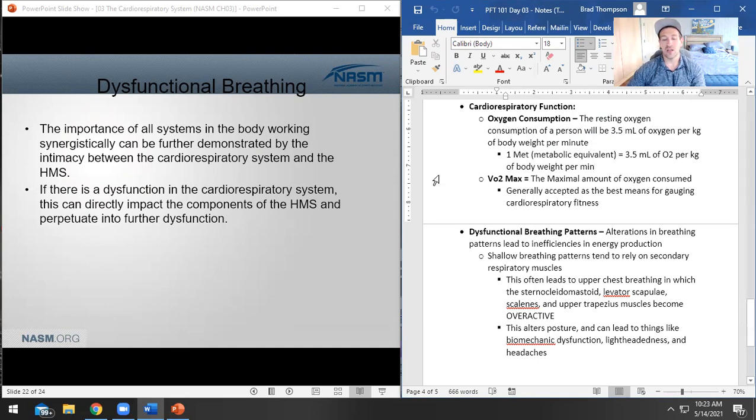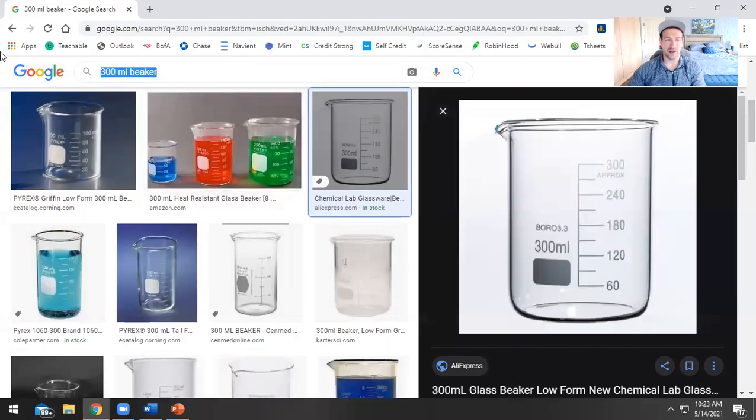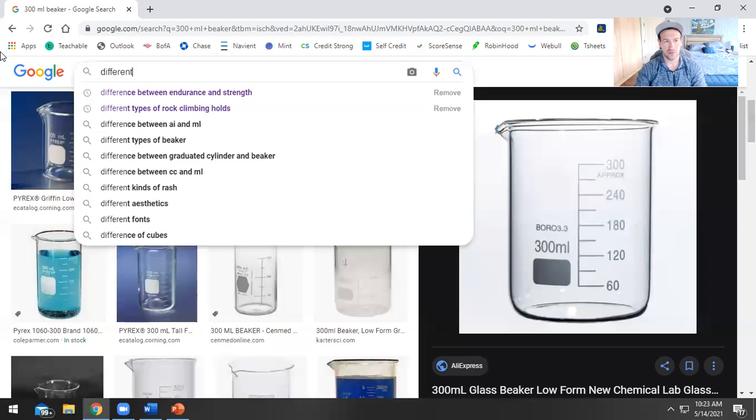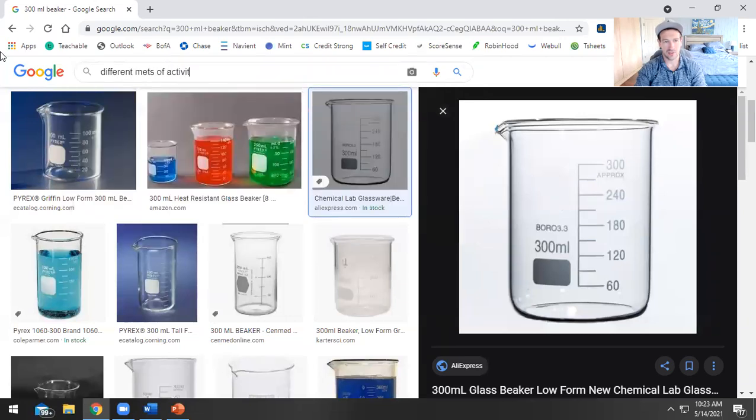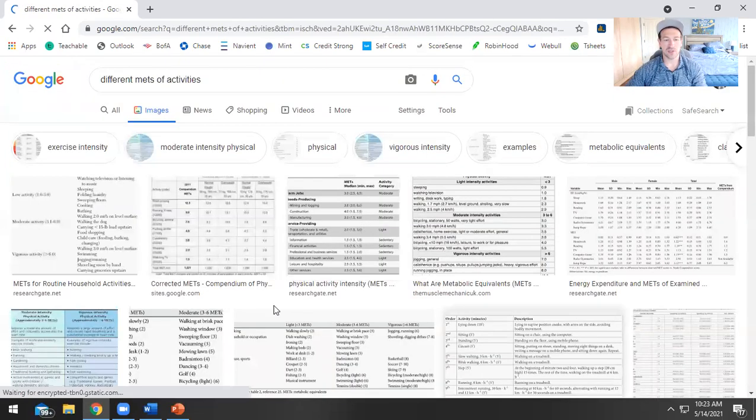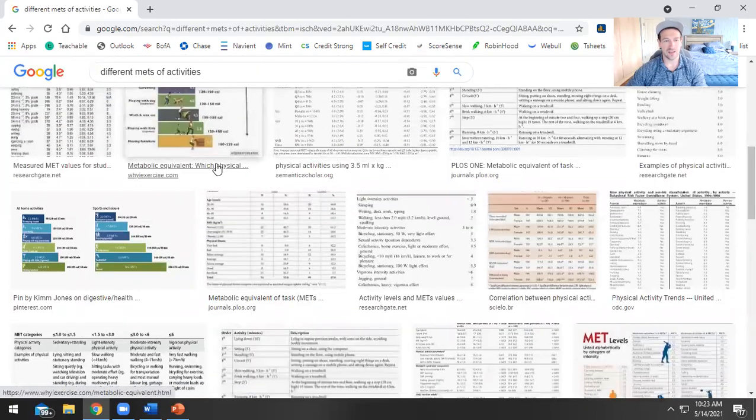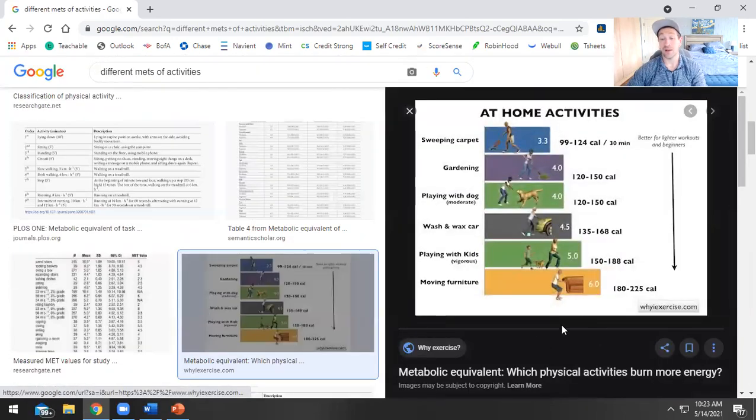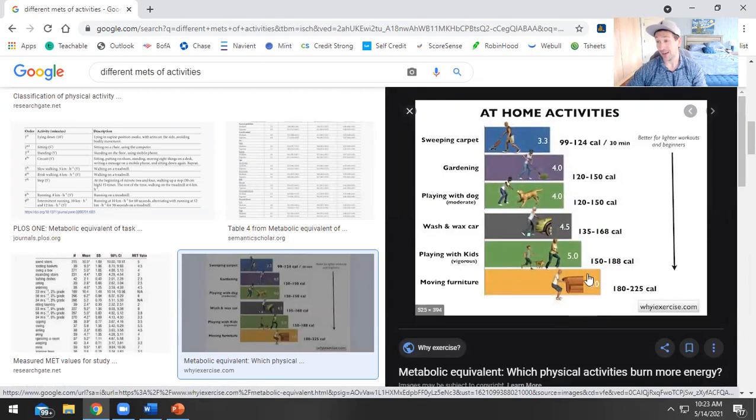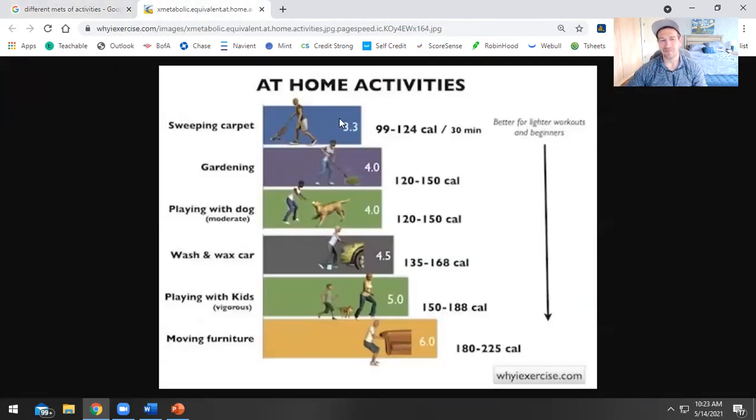And you can see different METs of activities. You can see there's different METs out there depending on what you're doing. By the way, 7's actually pretty freaking high. That's some pretty intense exercise. But you can see like, sweeping your carpet with a vacuum cleaner.